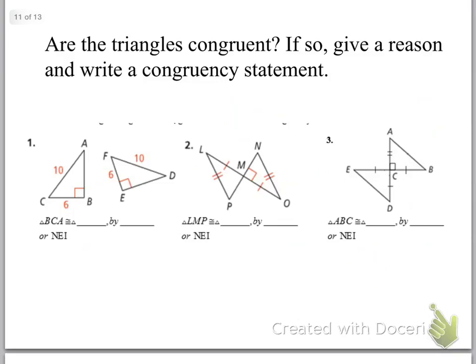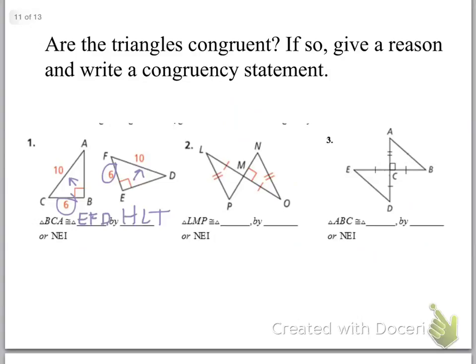Okay, my next one. It looks like we have two right angles. They share corresponding side legs that are congruent, and their hypotenuses are also congruent. So by hypotenuse leg theorem, we could say triangle BCA, the letter that matches with B is E, the letter that matches with C is F, and then D.